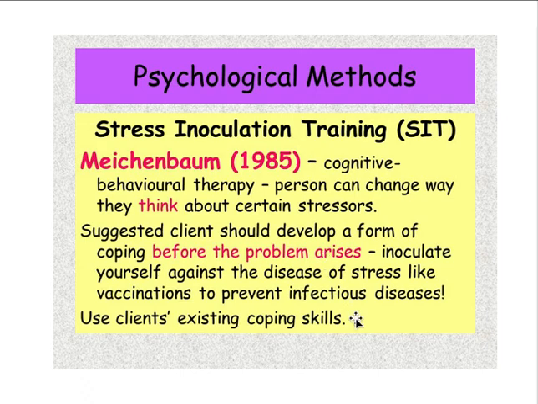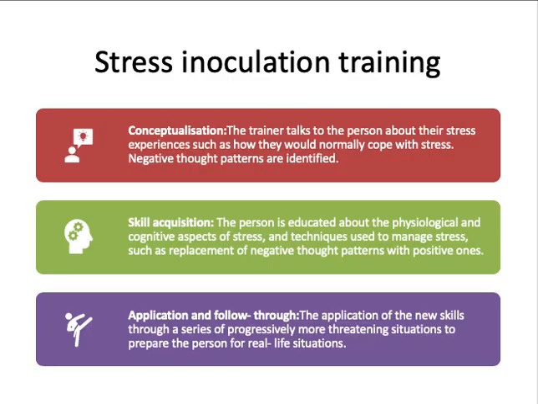So basically, you know what your stresses are, so you develop a form of coping before the stress arises, using the client's existing coping skills. In terms of stress inoculation training, there are 3 steps. The first one is conceptualization. The trainer talks to the person about their stress experiences, such as how they would normally cope with stress. Negative thought patterns are identified. So that's conceptualization.